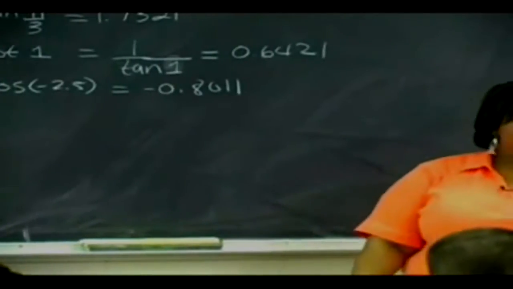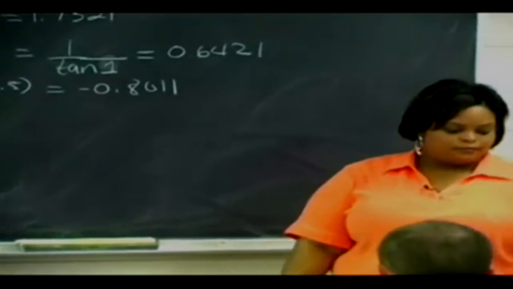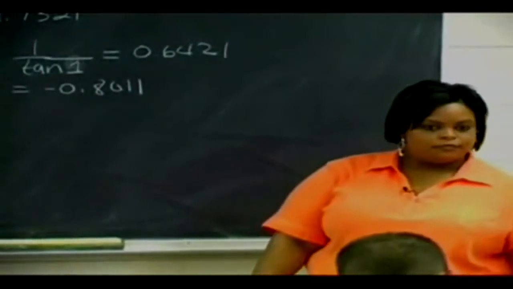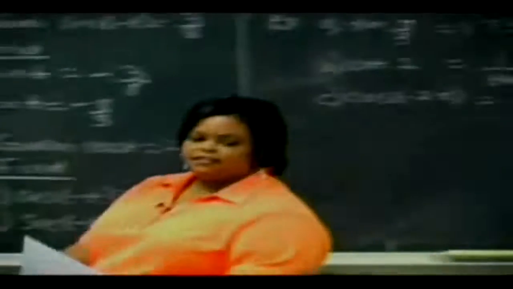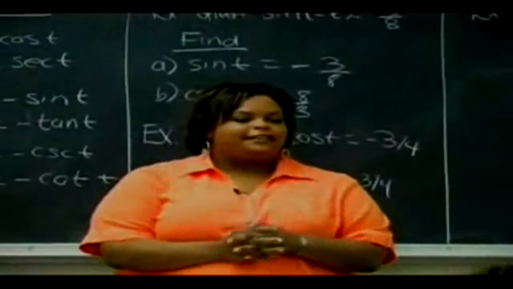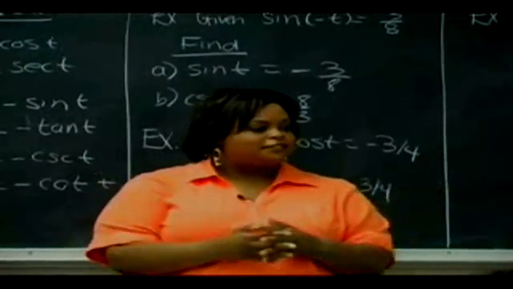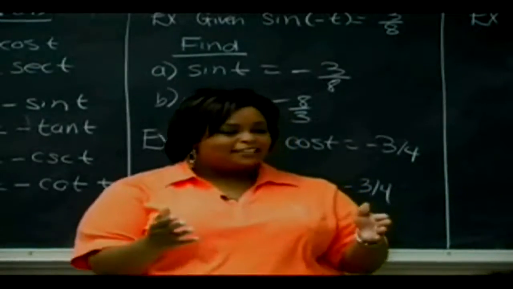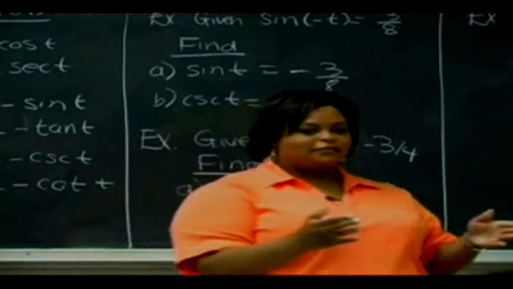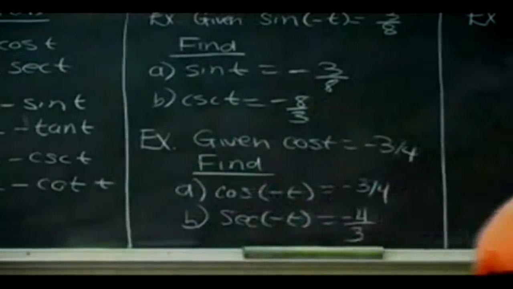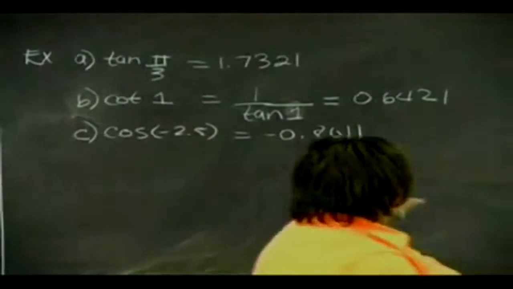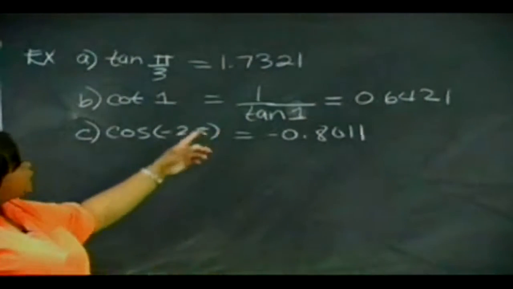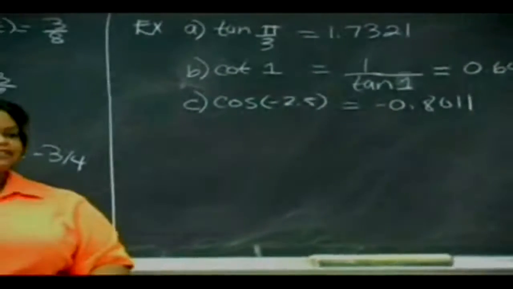Negative 0.8011. Did we get it? Did anybody get it? Okay, what did you not get? I don't have a cotangent, but you've got to do 1 divided by tangent then. Remember, they're reciprocal functions, 1 divided by tangent of 1. See what you get there.